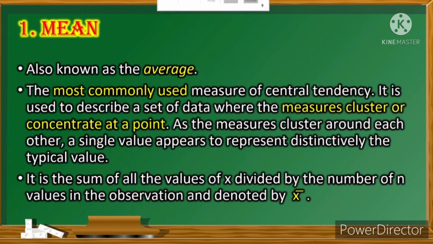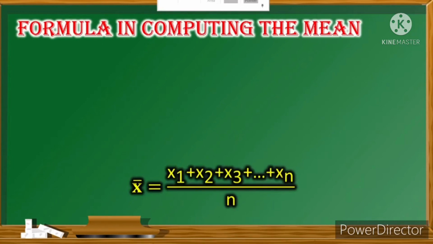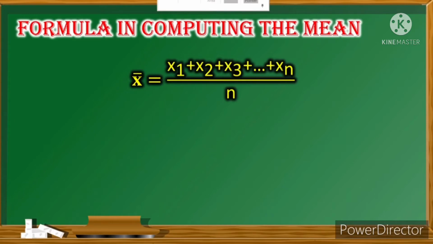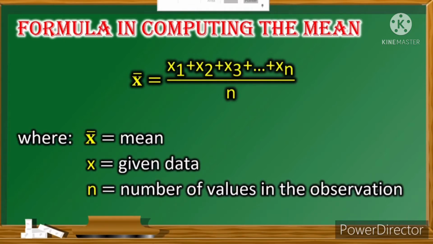It is the sum of all the values of x divided by the number n of values in the observation and denoted by x bar. The formula in computing the mean of ungrouped data is x bar equals x sub 1 plus x sub 2 plus x sub 3 and so on, all over n, where x bar is the mean, x is the given data, and n is the number of values in the observation.